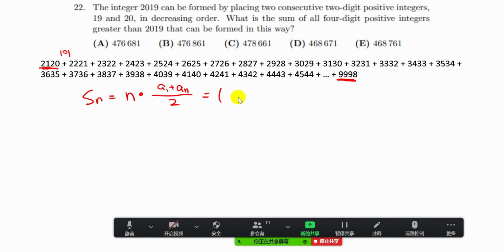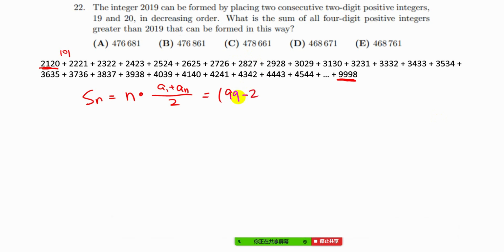so there would be 99 minus 21 plus 1 terms in the sequence. We have to plus 1 because we always plus 1 when we want to see how many there are in between two numbers. And then this times a1, the first term in the sequence, which is 2120, plus an, the last one, because we want it to be all the way to the last one. So it would be 9998, and then this divided by 2.